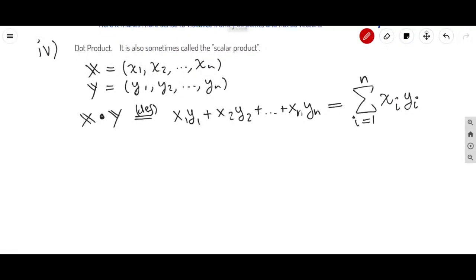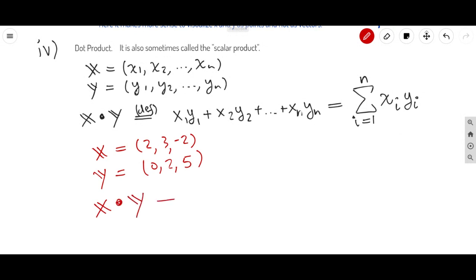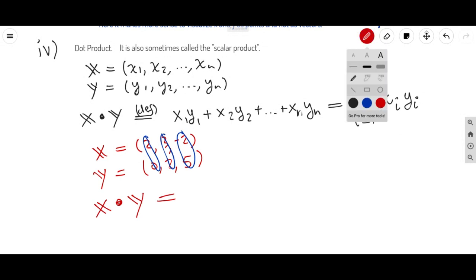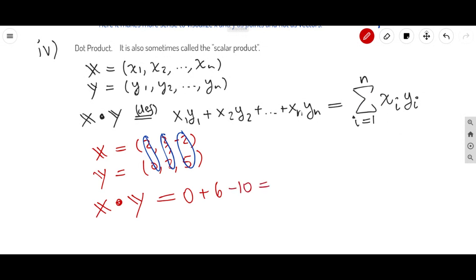For example, just to give you a very simple example, let's suppose x is this vector and y is this vector. If you want to take the dot product between them, you do it component by component. You would multiply these two, multiply those two, multiply those two, and then add the numbers together. So you would do 2 times 0, which is 0. Then plus 3 times 2, which is 6. And then -2 times 5, which is -10. And then the answer comes out to be -4. So that is the way you take the dot product.